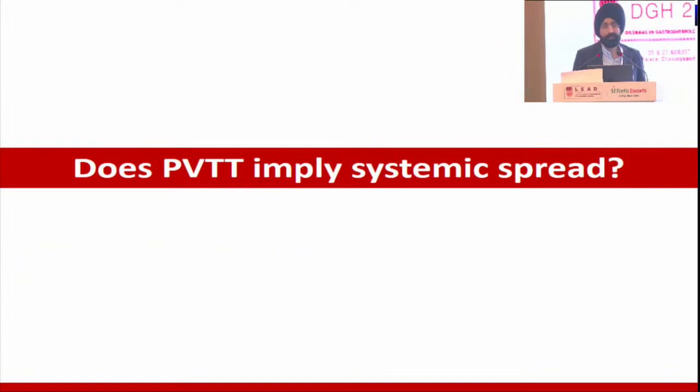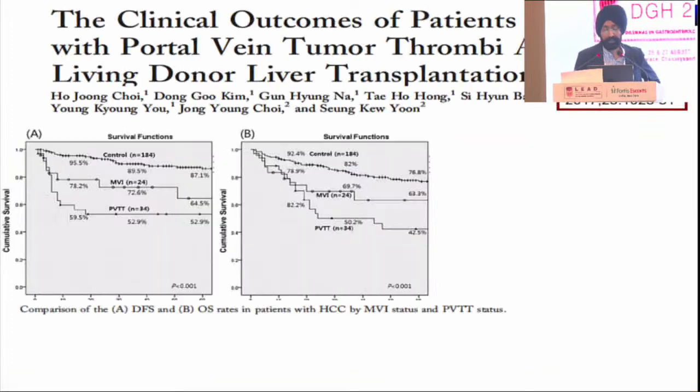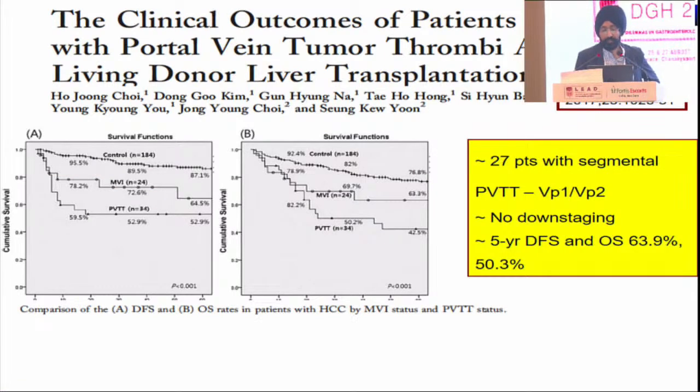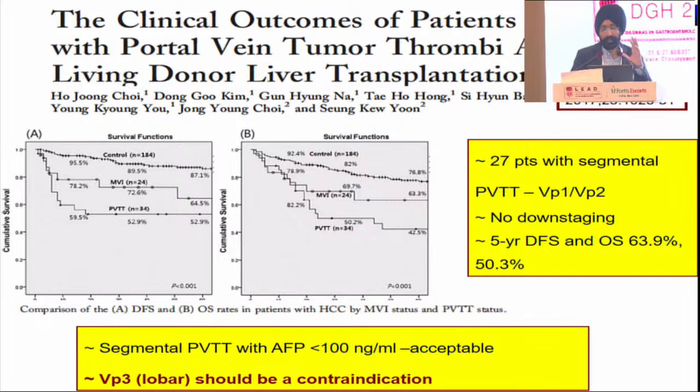Now, let's look at whether PVTT definitely implies systemic spread. No, it does not. There was a study from Korea which showed that in 27 patients with segmental PVTT, that's VP1 and 2, there was no downstaging, and they achieved overall survival of 63% at 5 years. They obviously did not give any downstaging treatment here. This is a retrospective, super selected group of patients, and I'm not sure what their selection criteria were, but it shows that there's a bunch of patients who, despite having PVTT and not having been downstaged, were cured with transplantation. So obviously, this PVTT did not spread systemically.